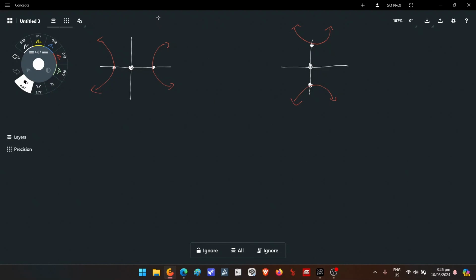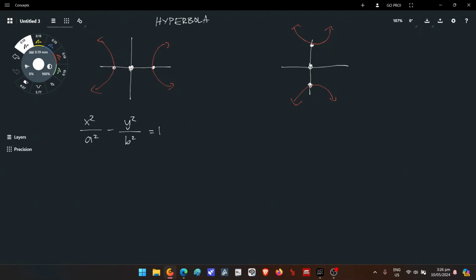Okay, so the hyperbola. A hyperbola either goes like this or this. And the formula for this hyperbola is x squared over a squared minus y squared over b squared is equal to 1. And this is the case if the center is at 0, 0.